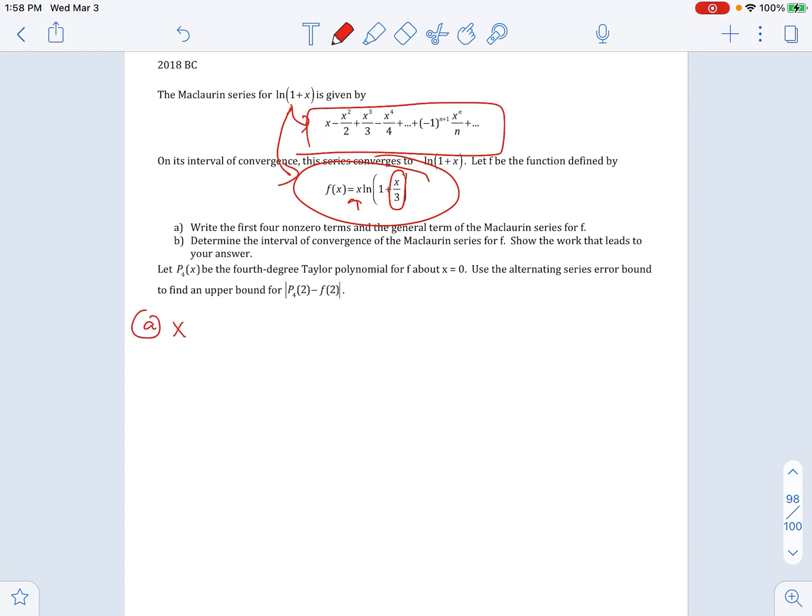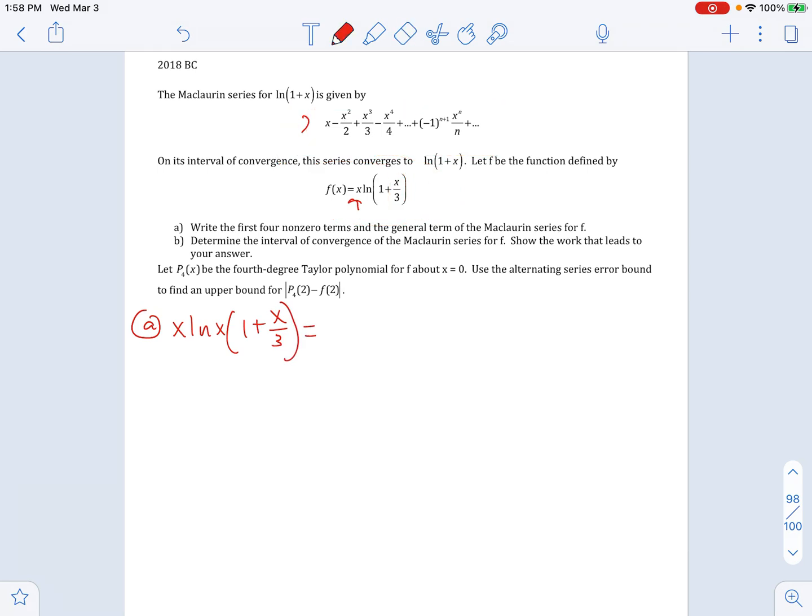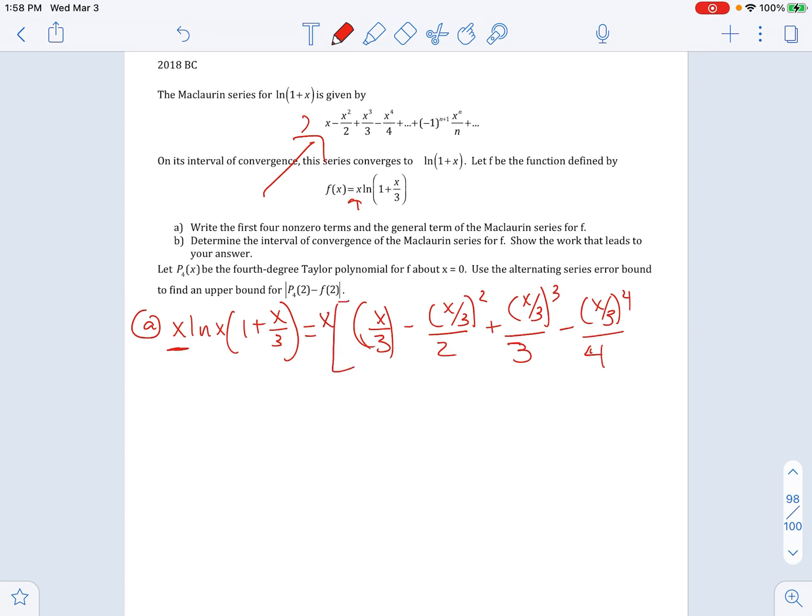So really, x ln of 1 plus x over 3 is the same as taking the original function that they gave us here, replacing that x with x over 3. So I'm going to replace everything that they're giving us for x with x over 3. This I just left as x over 3, minus x over 3 to the 4th over 4. And then we also need to multiply everything through by x. And we've got the general term also, so I'm going to do that also.